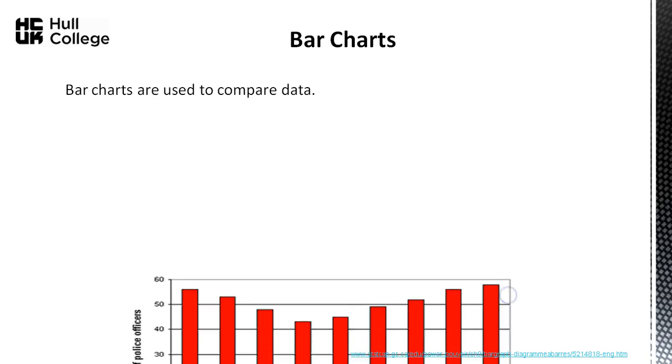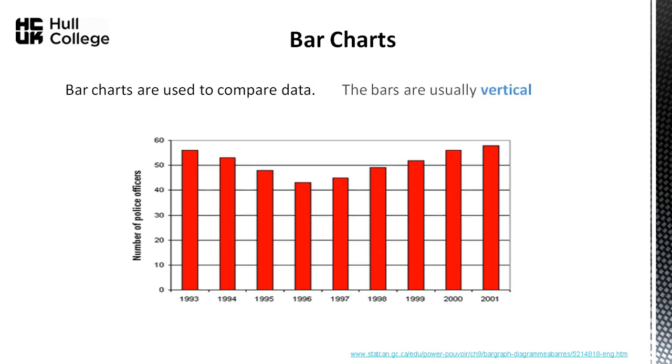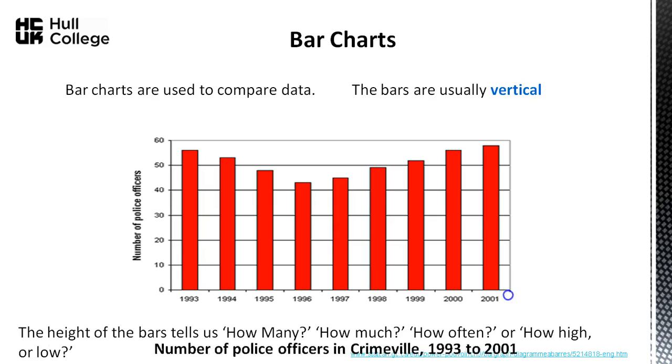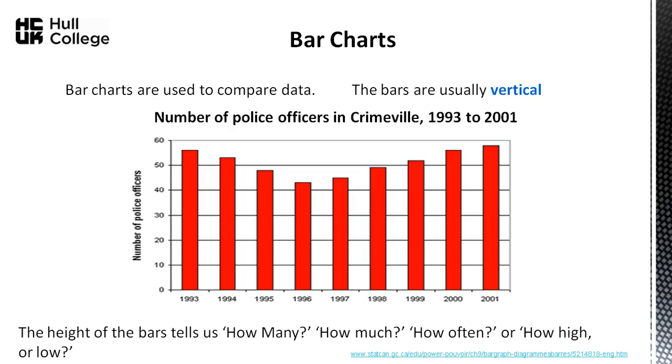Bar charts. Bar charts are used to compare data. The bars are usually vertical. The height of the bars tells us how many, how much, how often, or how high or low. This one shows the number of police officers in Crimeville 1993 to 2001.